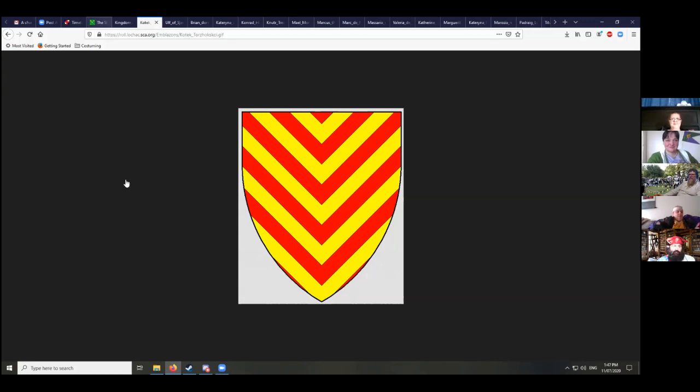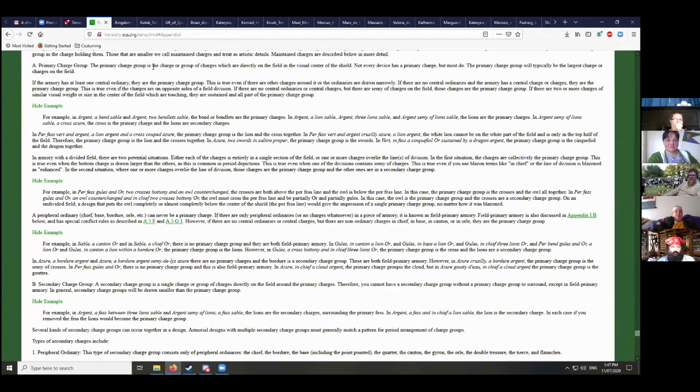So, getting back to primary charge groups. The primary charge group is the charge or group of charges which are directly on the field in the visual center. Now, discussing what ordinaries are is important because the next paragraph kicks off by using this term. If the armory has at least one central ordinary, they are the primary charge group. A central ordinary is one of the ordinaries that crosses the center of the field. And by those, I mean things like a cross, a bend, a fess, a pale, a saltire. These big, simple, bold, easy to recognize charges that cross the center of the shield.